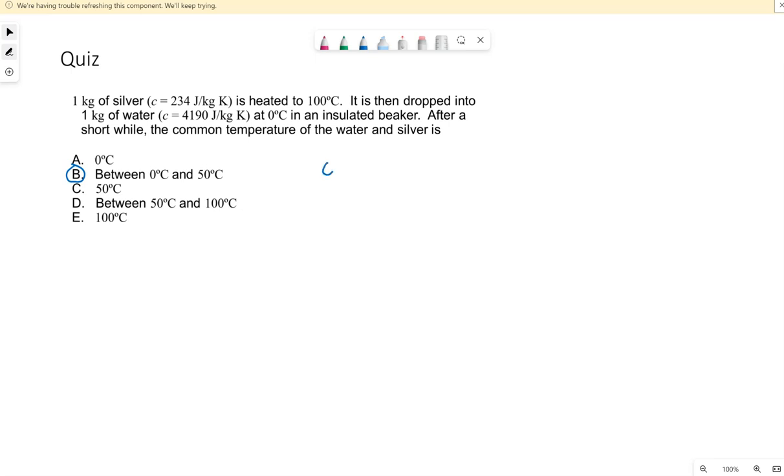So we can say the Q of the silver plus the Q of the water is equal to 0. The energy the silver loses or gives is going to go into the water. We have the same mass in both cases, though. And so similar to the last question, this C and the delta T is what is coming into play when we are dealing with the same mass.